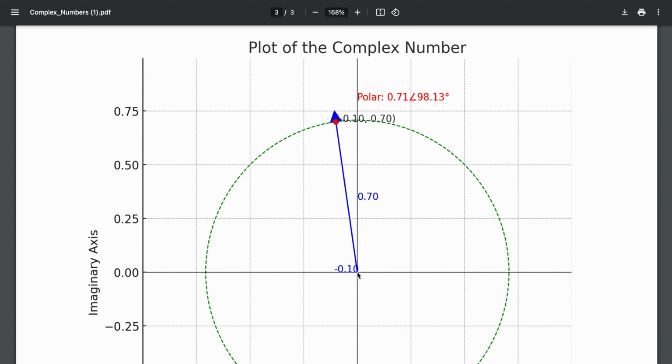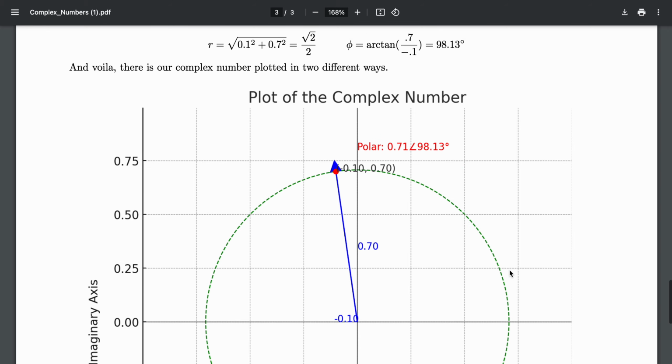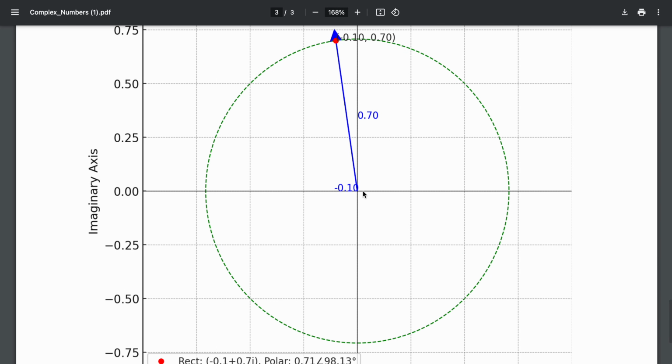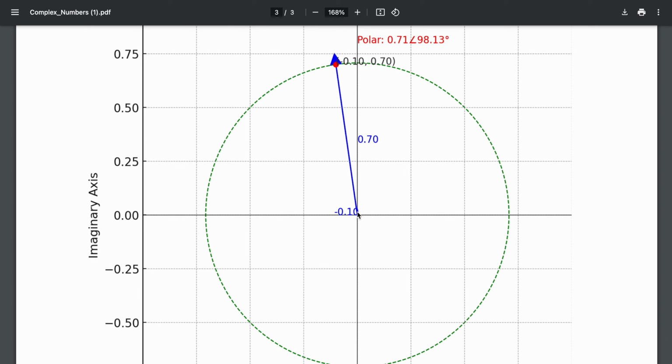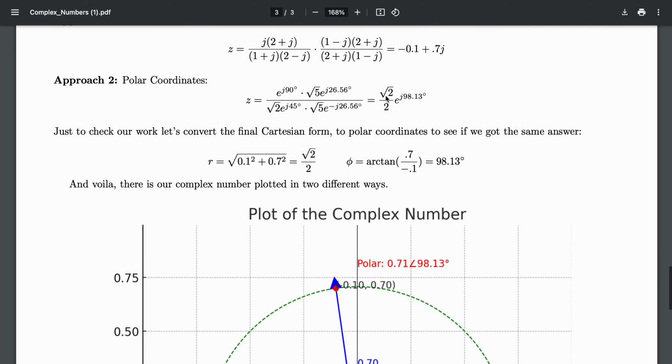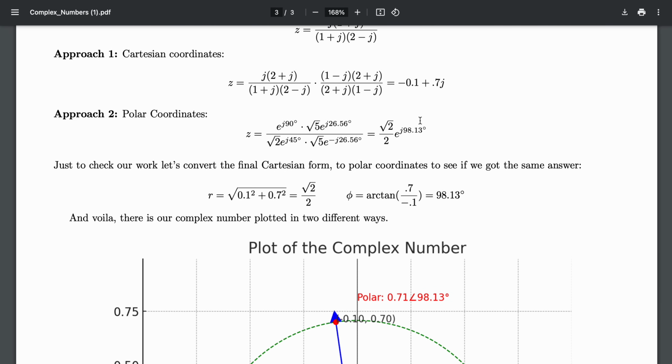So you can think about starting at the origin, and we're going to go out 0.71 radially. And then our angle, this 98.13, tells us how far to sweep out once we're at that radius. So we go out 0.71, and then we sweep out. And we know that right here is about 90, and then we'll go another 8 degrees, and there's our complex number. And we got the same result two different ways, but each one kind of tells its own story.